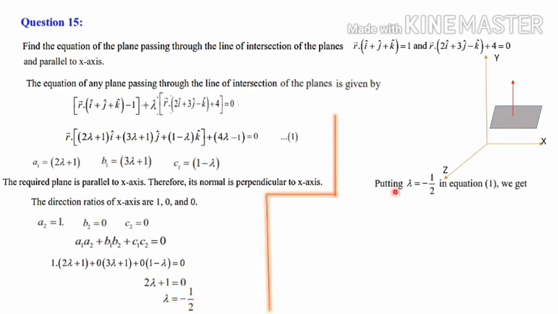Then putting this lambda is equal to minus 1 by 2 in equation number 1, we have to substitute the value of lambda here.